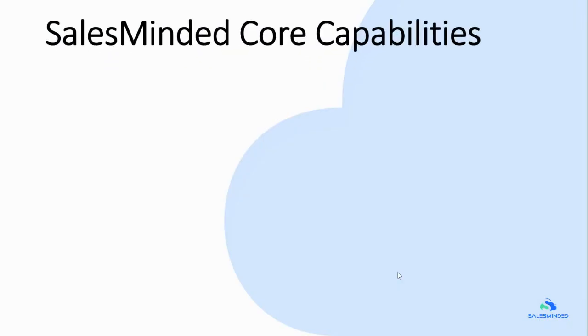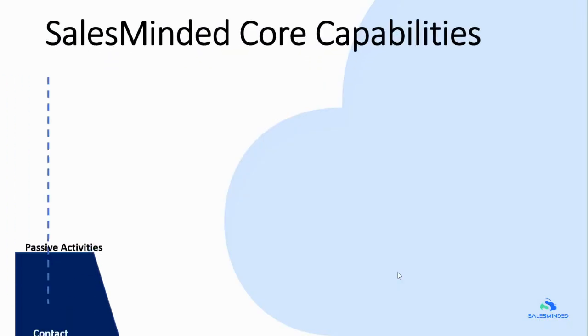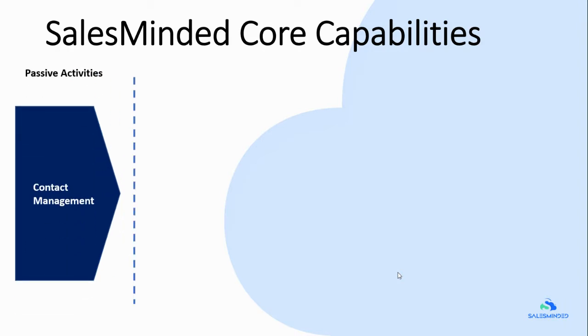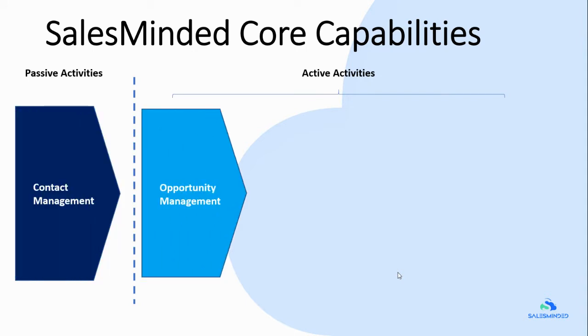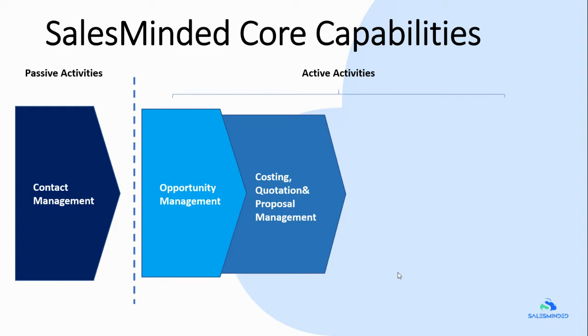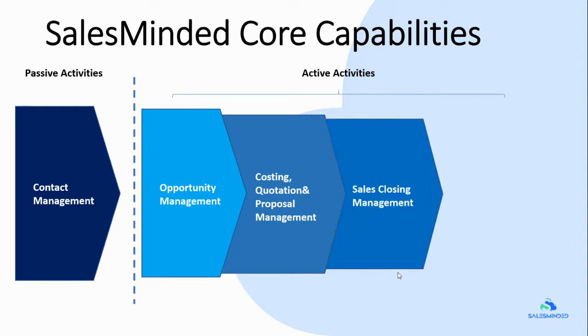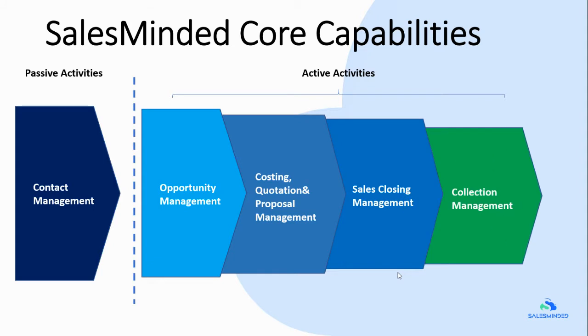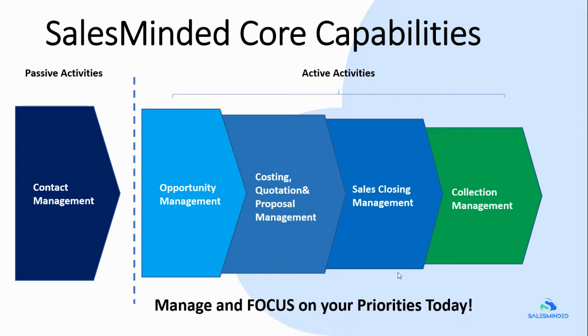The core capabilities of SalesMinded are divided into two parts. The first part is managing your passive activities, which is your contact management: when to call them, when's the last time you contacted them. And from there, subsequently managing your active activities, which are your opportunity management, your quotation and costing management, your sales and closing management, and finally, your collection management. SalesMinded is designed so you can focus exactly on what your priorities are today. So let's have a rough look at the system.